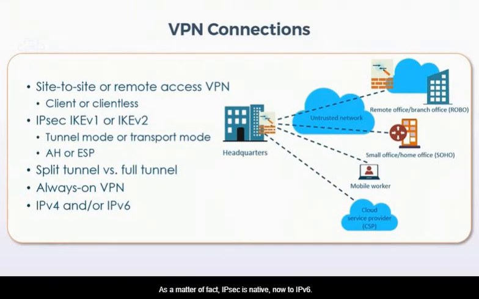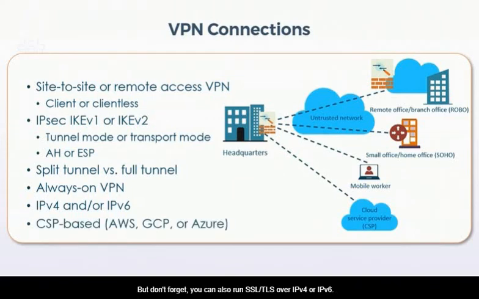And again, IPsec can work with IP version 4 and it can work with IP version 6. As a matter of fact, IPsec is native now to IPv6. IPv6 has two extension headers included, an AH extension header and an ESP extension header, to make it native to IP version 6. But don't forget, you can also run SSL/TLS over IP version 4 or IP version 6.